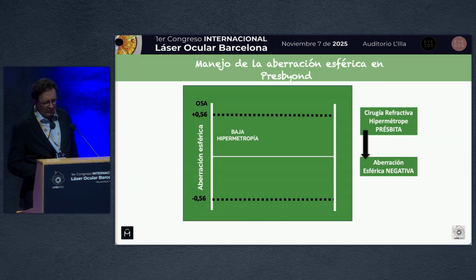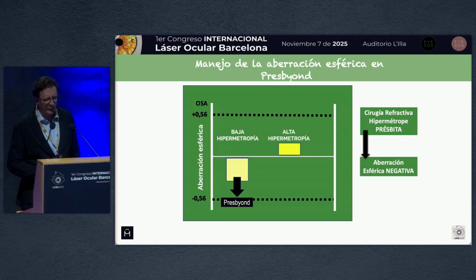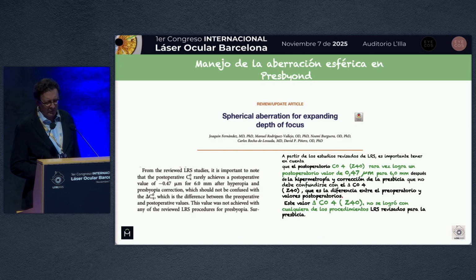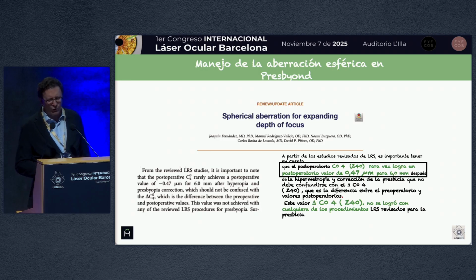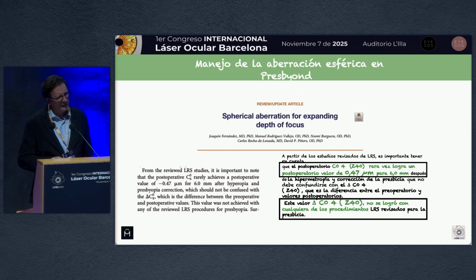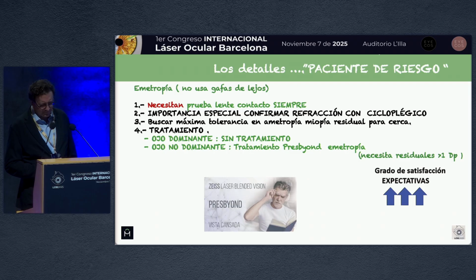Hyperopia, low hyperopia, the Presbyond does the opposite. High hyperopia, well, the technique does it the same. So the software is prepared to do that. So again, the maximum threshold depends on the functional age. The changes rarely go over this 0.47, 0.50 microns. So whatever you do, probably you want to get above that.